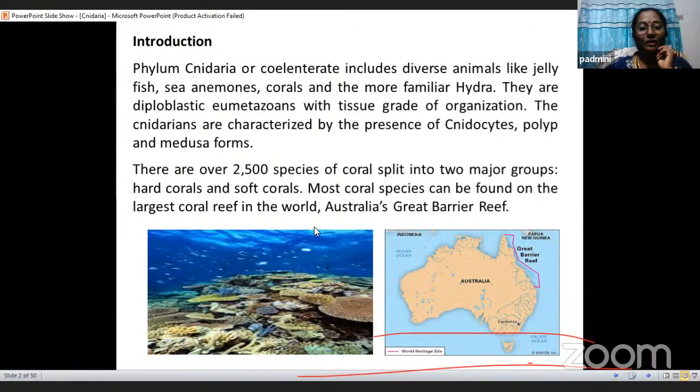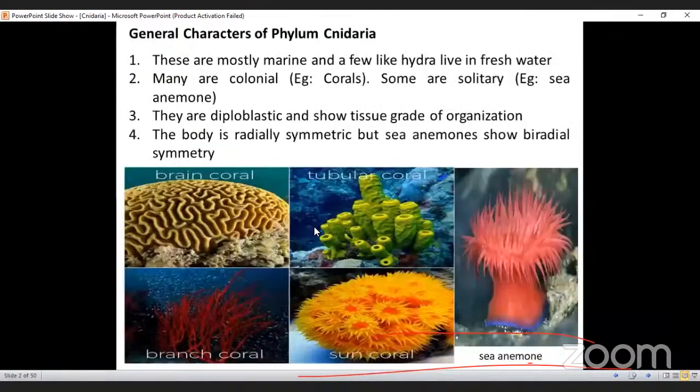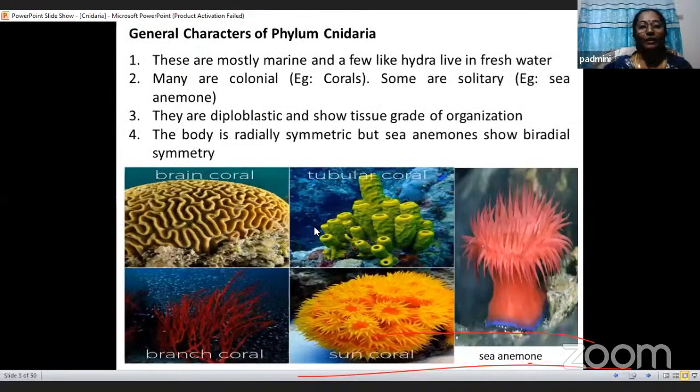Which is very famous when you talk about it. Yes, ma'am. It's on the east coast, right? East coast of Australia, yeah. Okay, so what are the general characters? They're mostly marine and a few are freshwater ones. Mostly colonial, so you can find colony-like formations. And sometimes they are single.